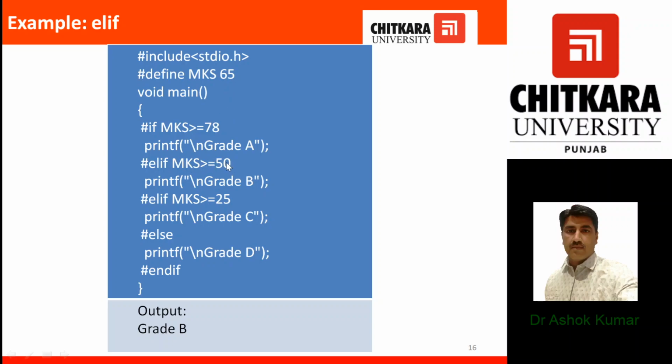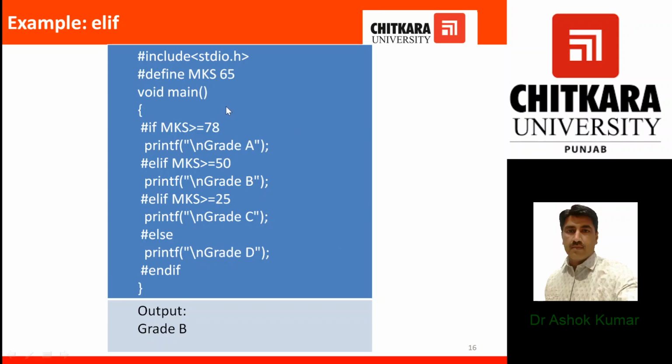This will evaluate to true, and because this evaluates to true, that means your expanded source program will have just one line in it, that is grade B, right? The rest of the part will not be there, so the compiler will compile just this line, the rest of the lines will not be compiled, and you will get this output, grade B.